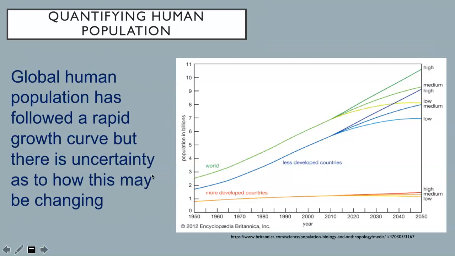Global human population has followed a rapid growth curve, but there is uncertainty as to how it may be changing. Will it continue to grow rapidly, or will it taper off? What will happen in lower economically developed countries and more economically developed countries? We actually don't know for certain what the trend in the future looks like.